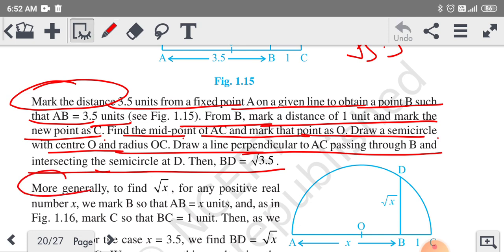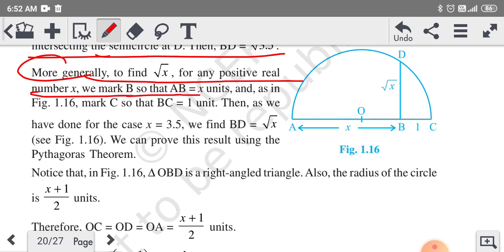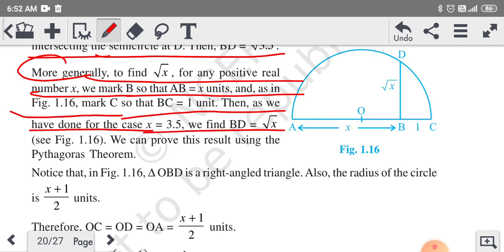More generally, to find under root x for any positive real number x, we mark B so that AB is equal to x units, and as in figure 1.16 mark C so that BC is equal to 1 unit. Then, as we have done for the case x equal to 3.5, we find BD is equal to under root of x.